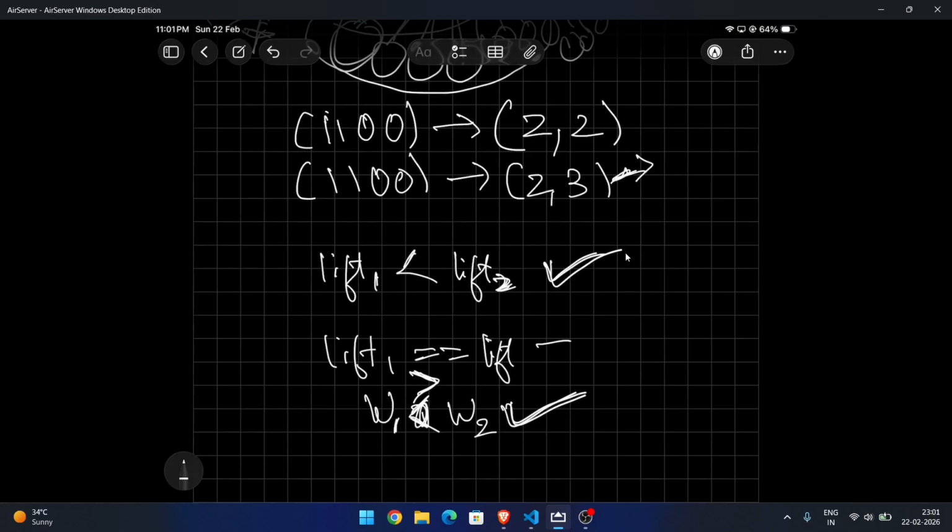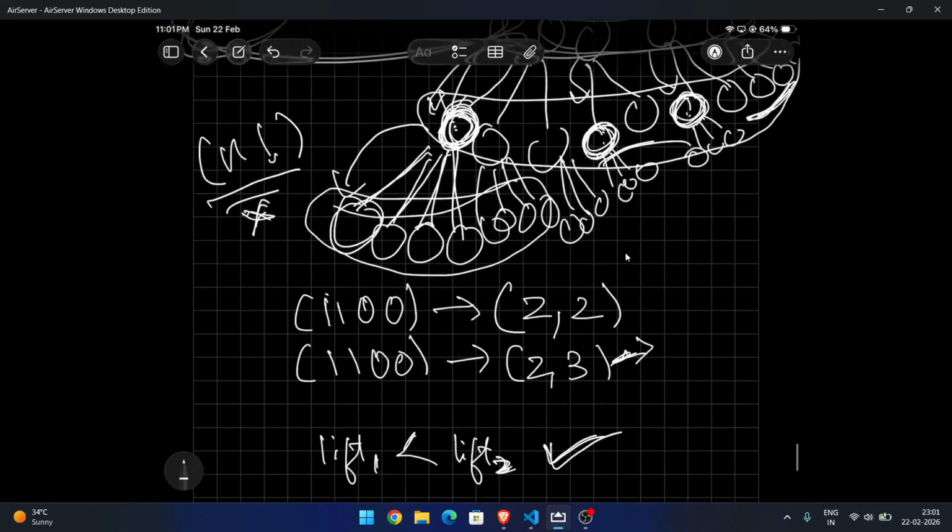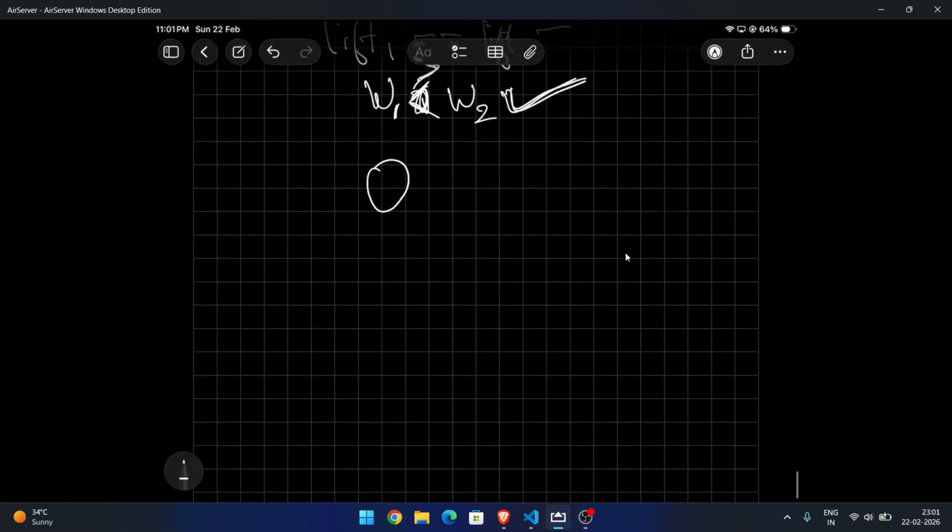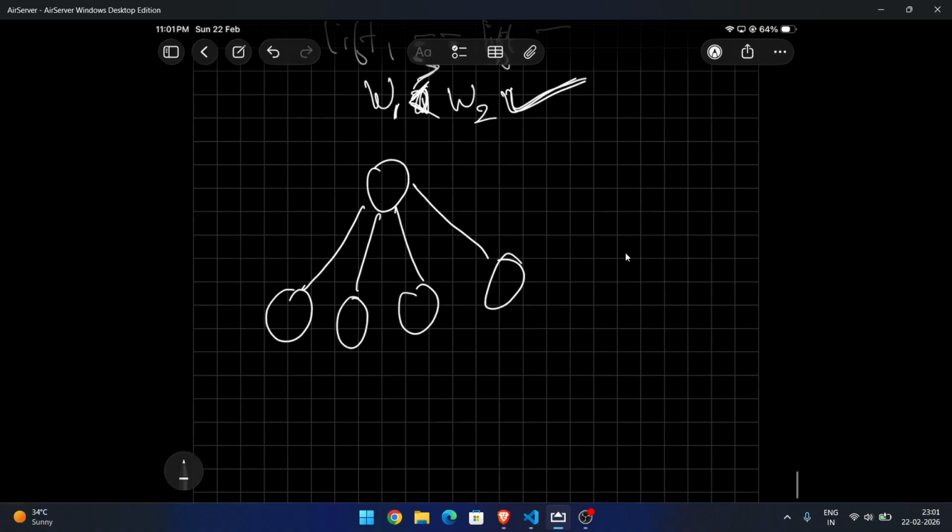Okay, so what I want to say is, suppose we are at a point and from there we can go to multiple points. Now you can see that at this level all nodes are different. Okay, so this is this.